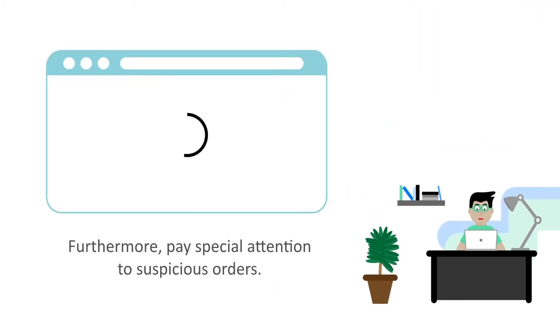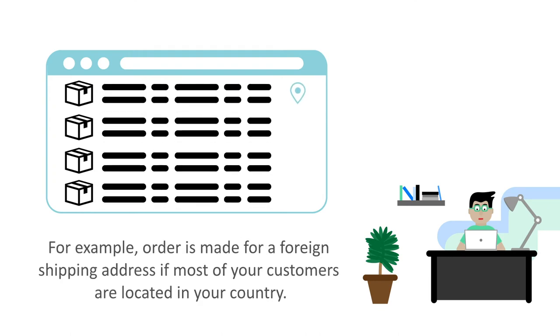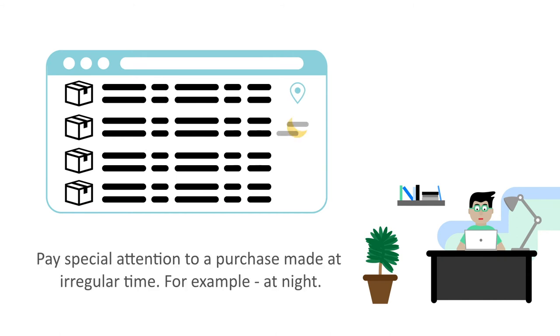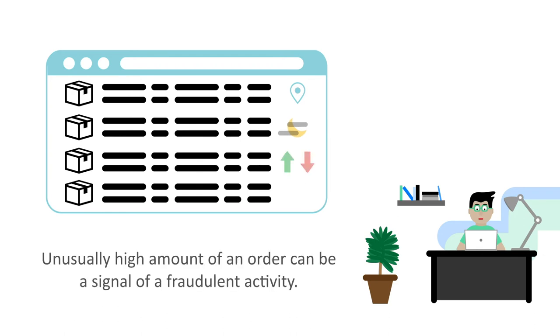Furthermore, pay special attention to suspicious orders. For example, an order is made for a foreign shipping address if most of your customers are located in your country. Pay special attention to a purchase made at irregular time, for example, at night. An unusually high amount of an order can be a signal of fraudulent activity.